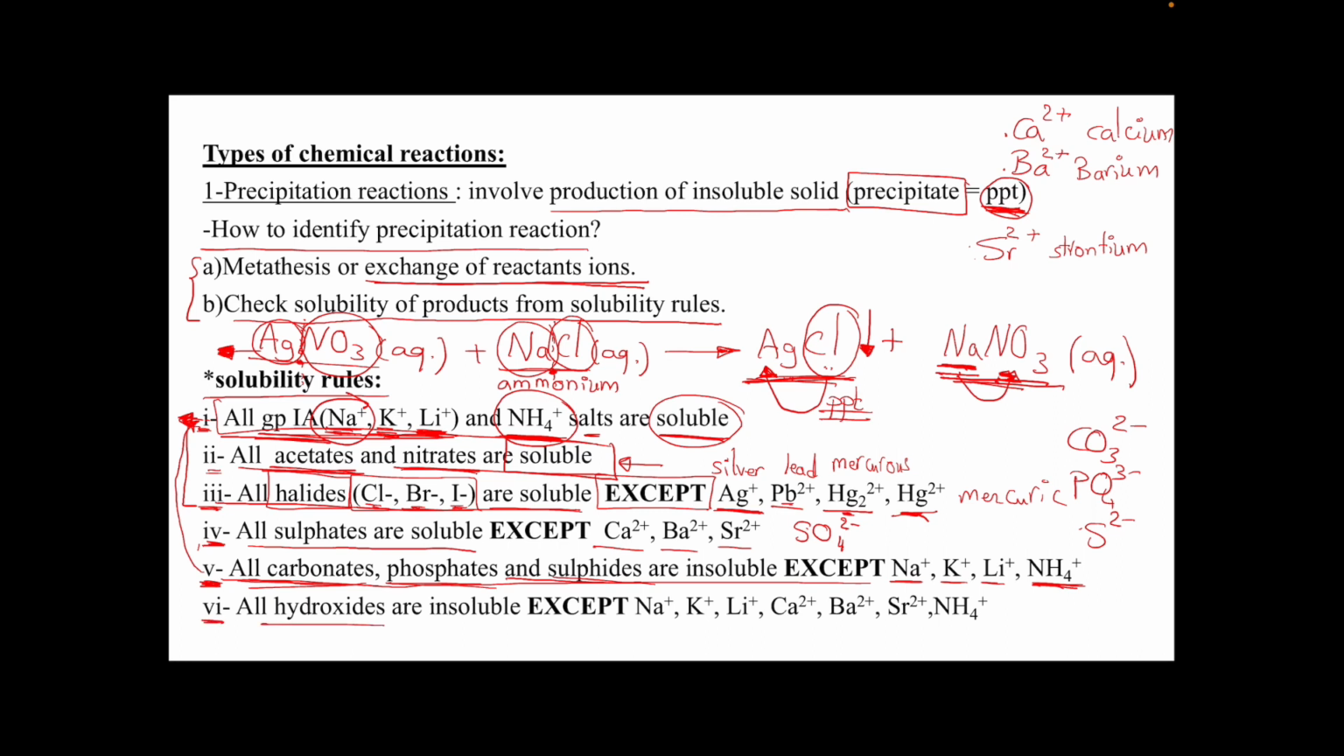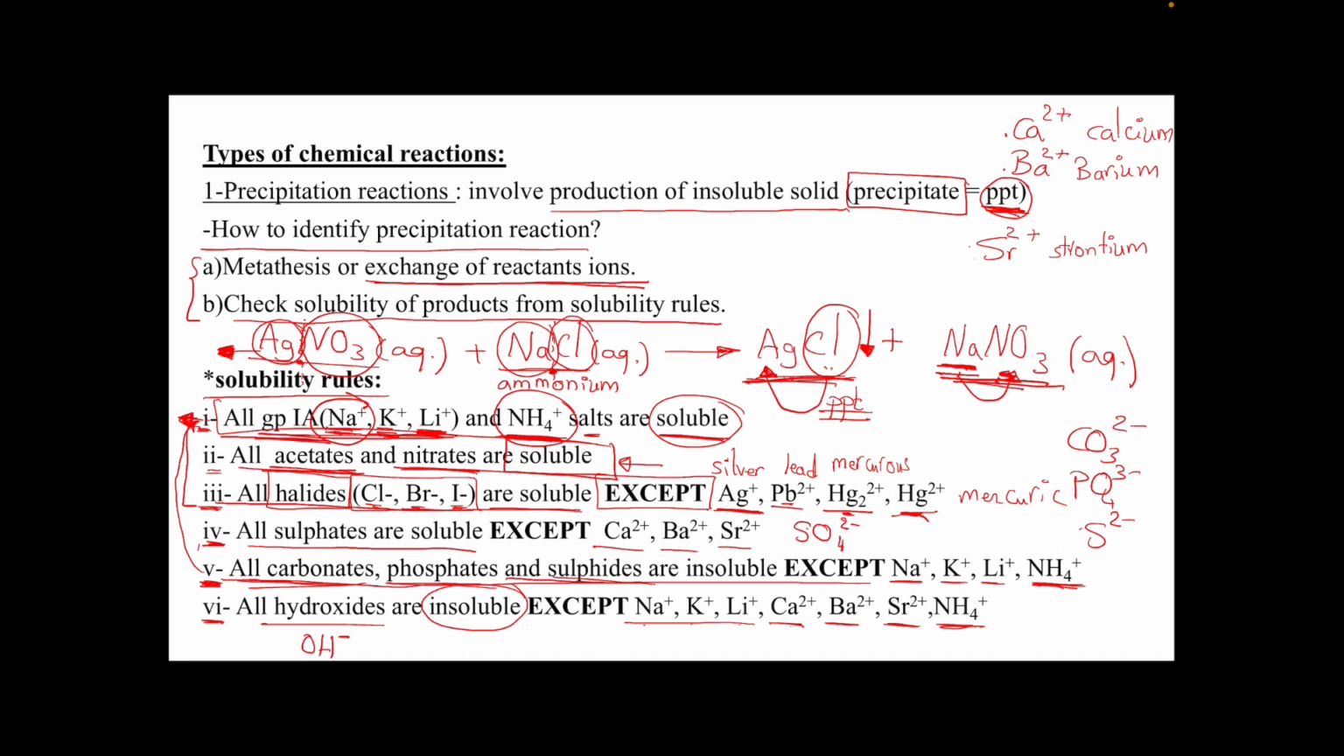potassium, lithium and ammonium. The last rule is about hydroxides. All hydroxides are insoluble except also the ions mentioned in rule number 1: sodium, potassium, lithium and ammonium, and to add calcium ions, barium ions and strontium ions. Okay, يبقى الرول الأخيرة is related to hydroxides. All hydroxides are insoluble except sodium hydroxide, potassium, lithium, calcium, barium, strontium and ammonium hydroxides.